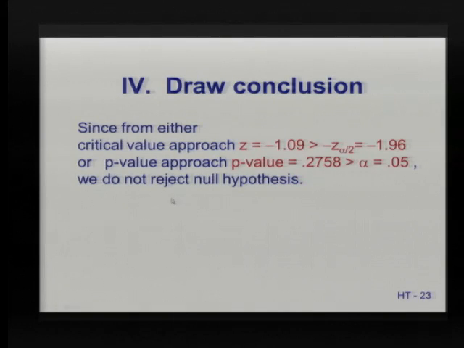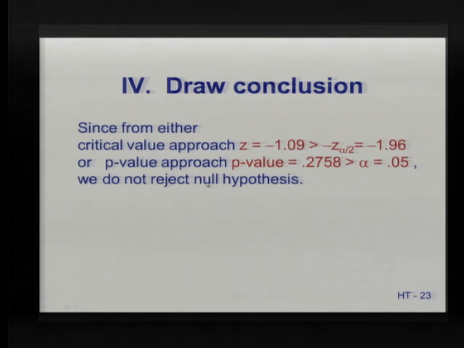so now we can draw a conclusion, right? If you take the critical value approach, you realize that negative 1.09 is not smaller than negative 1.96. So it's not in the rejection region, right? It's in between negative 1.96 and positive 1.96. And also, if you take the p-value approach, you find out the p-value is not less than 0.05. Okay. So we're going to say you do not reject the null hypothesis.